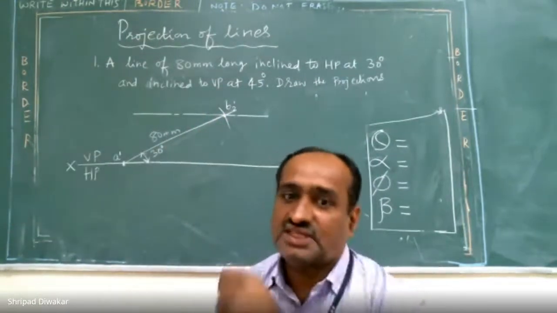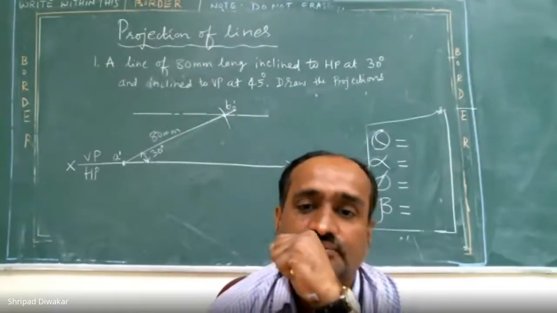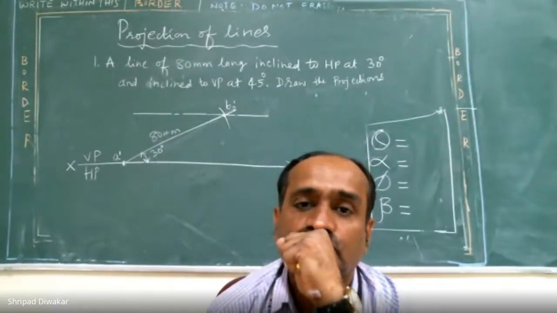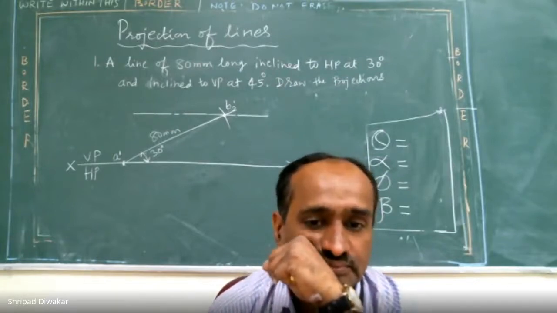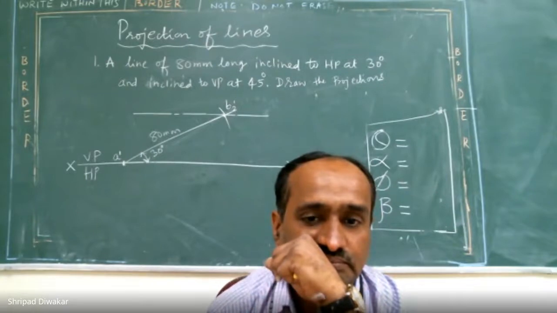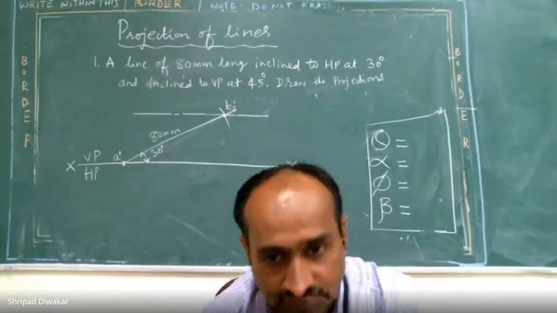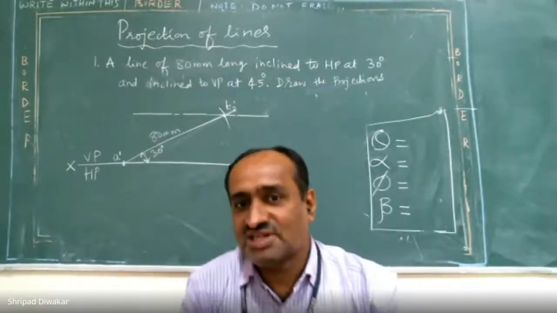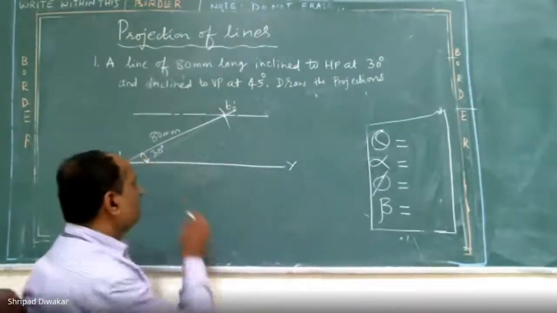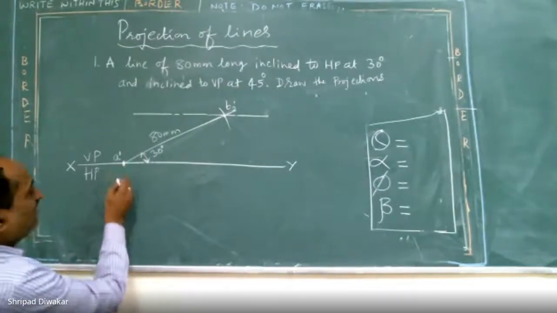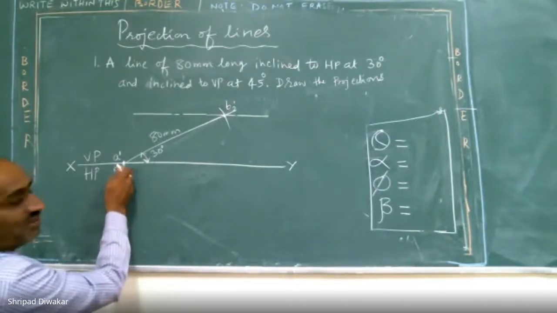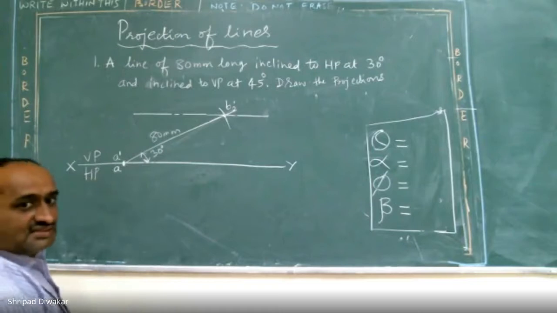Can you imagine how to start your top view, students? How to start the top view? We should start from A dash only, because this is the one you are going to take as the reference line. So you locate A dash here. Next, you mark the same point below the reference line. That is your top view.